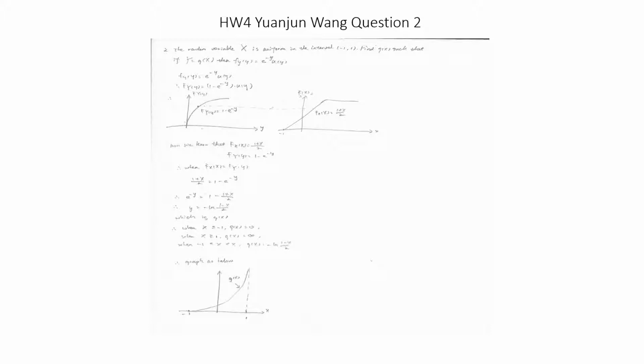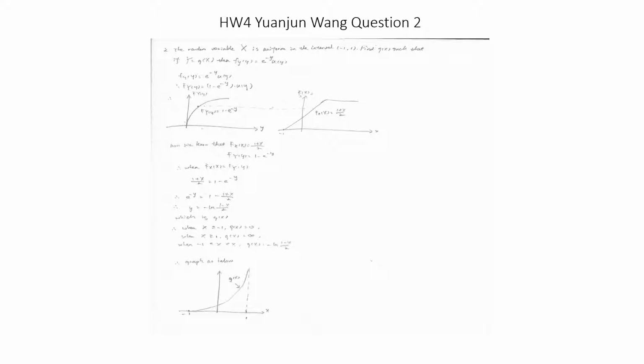So because now we know that the capital F_X of x is equal to 1 plus x over 2, and capital F_Y of y is equal to 1 minus e to the negative y, when F_X of x equals capital F_Y of y, 1 plus x over 2 is going to equal 1 minus e to the negative y. So e to the negative y is equal to 1 minus (1 plus x) over 2.